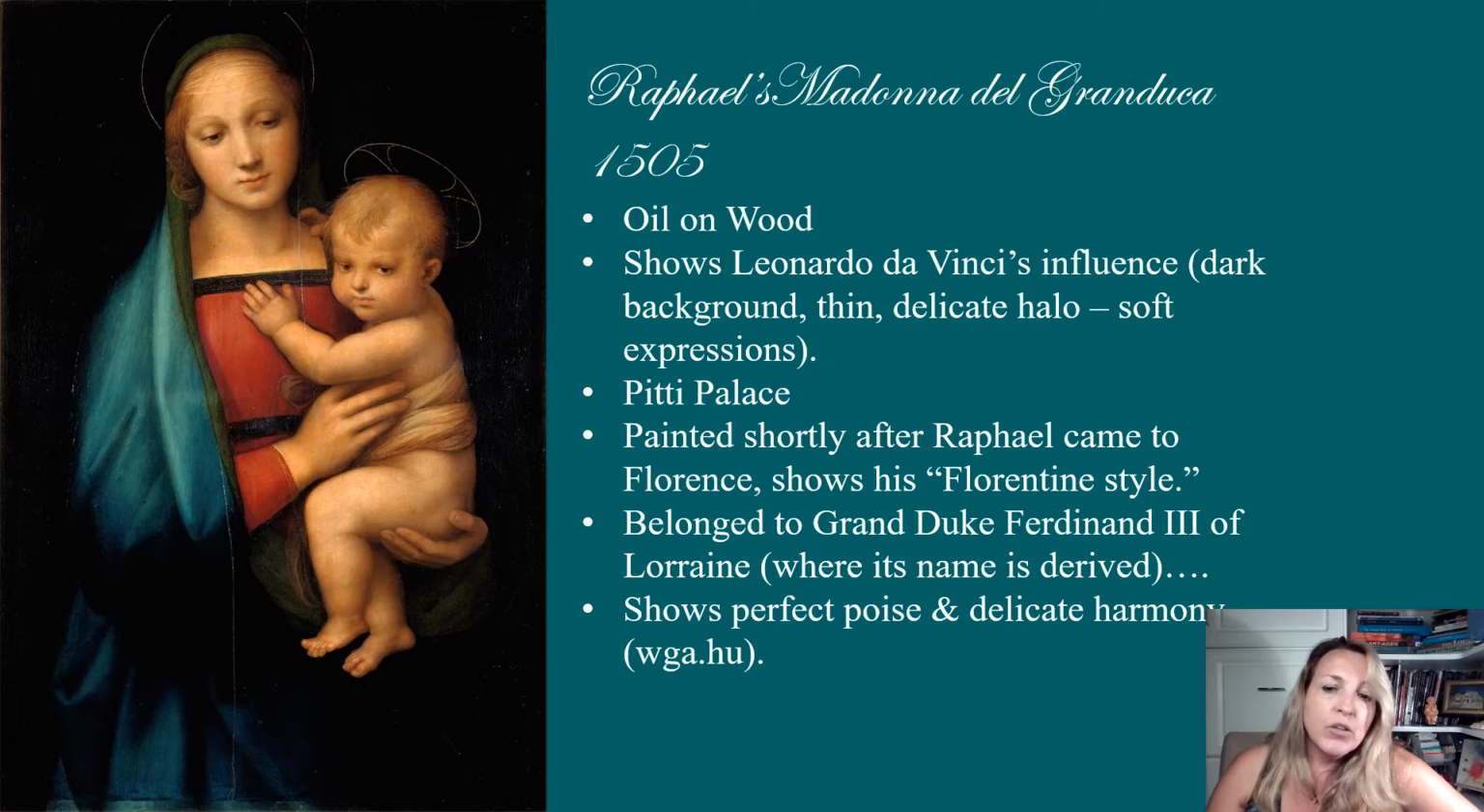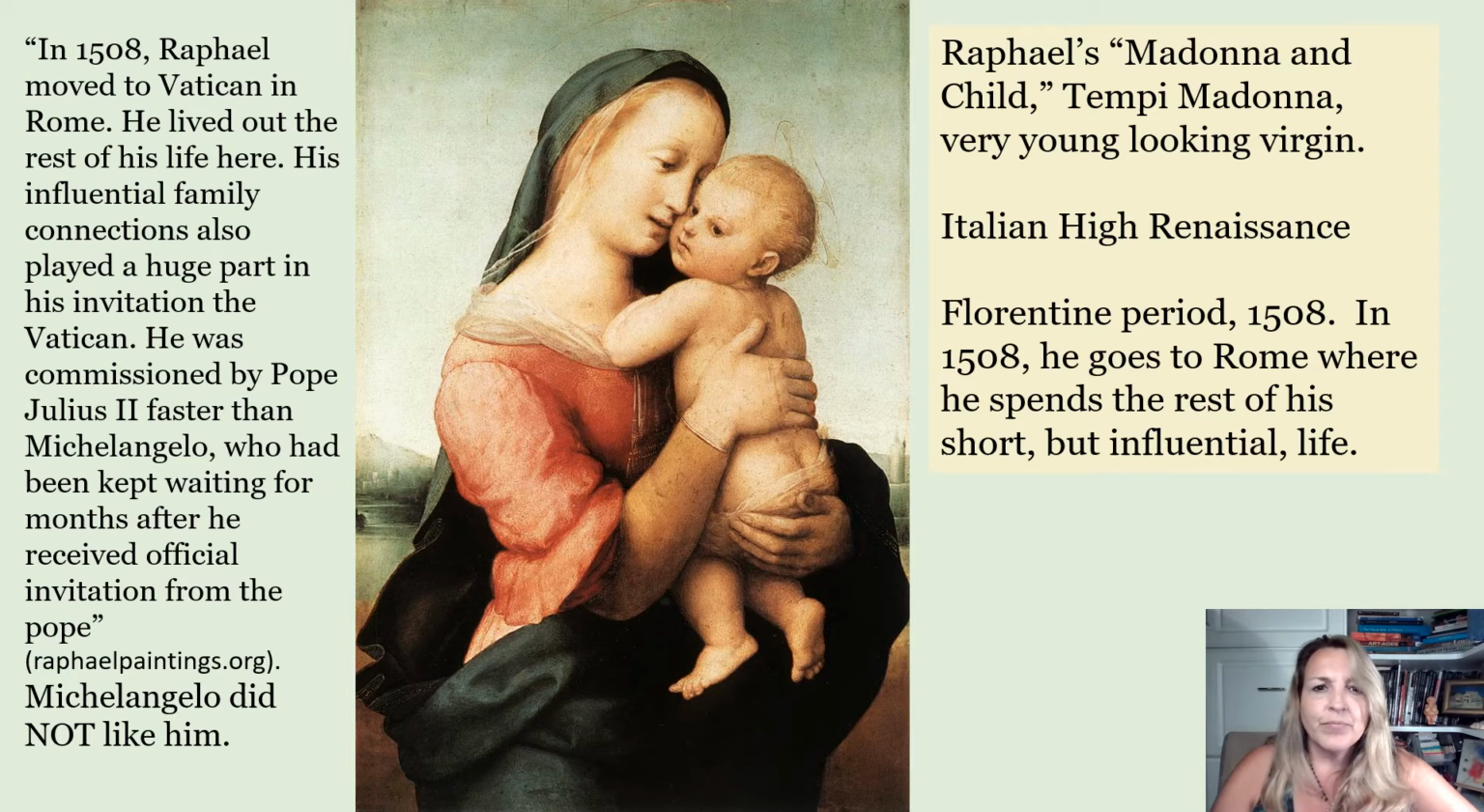It belonged to the Grand Duke Ferdinand III of Lorraine, where its name is derived, because the Granduca, the Grand Duke, shows this poise and this harmony, and again, it's just very, very sweet. I also think it's interesting. Look at the halo of the Christ child. It's in 3 lobes. You can see this pattern of 3. Father, Son, Holy Spirit. The Trinity is demonstrated there in a very delicate, literally delicate way.